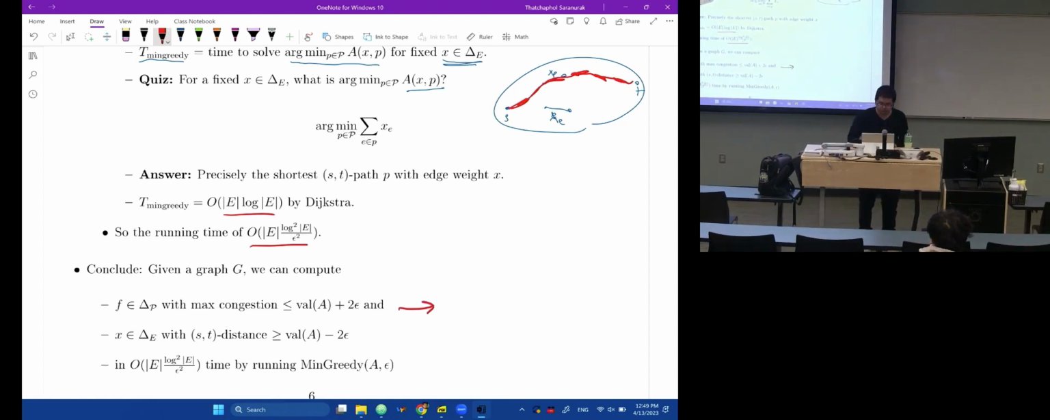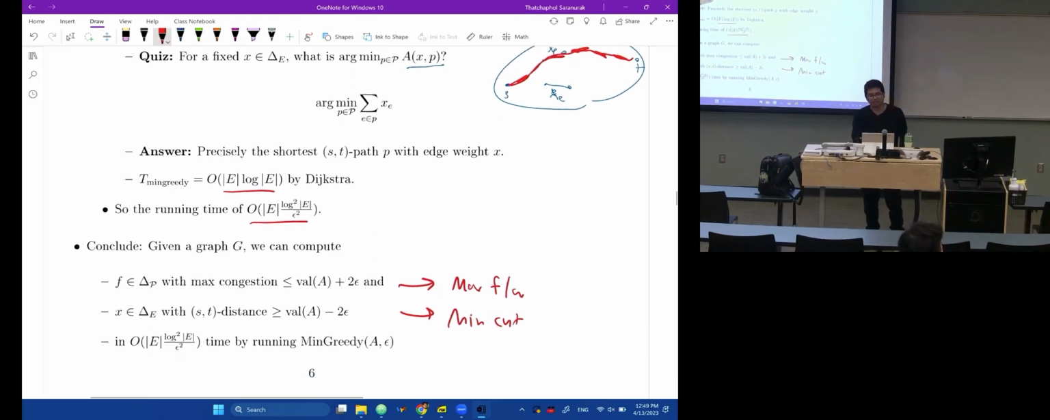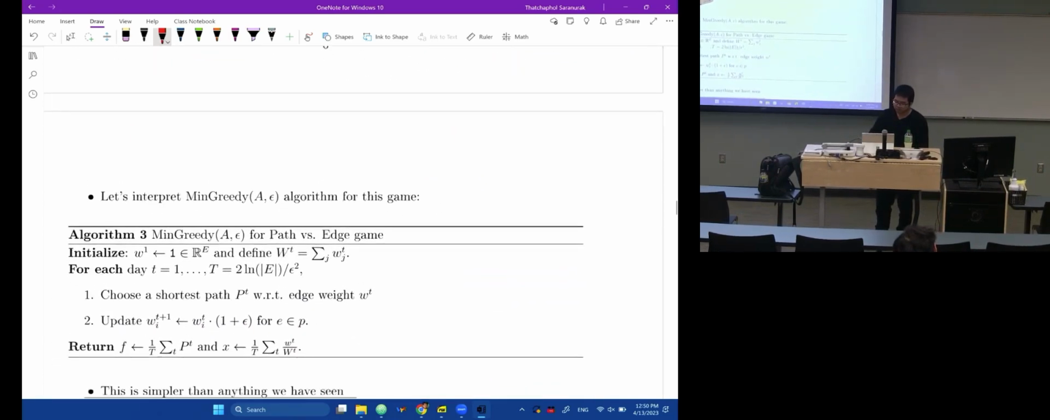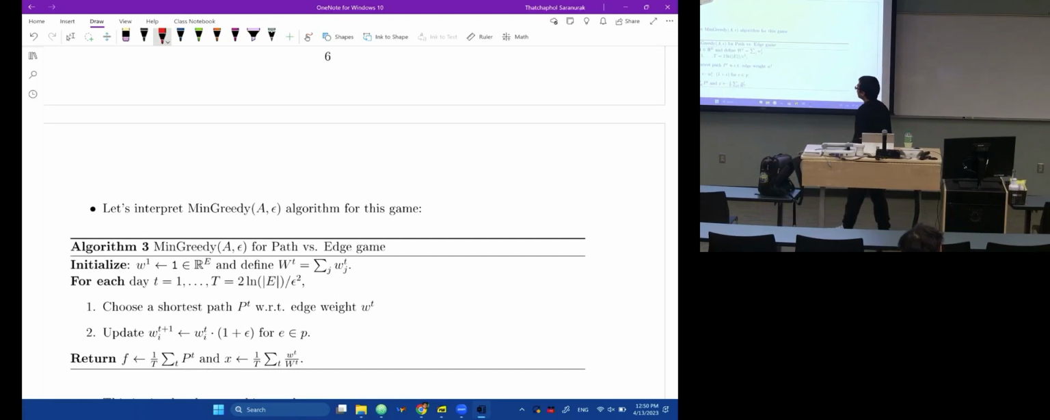This problem corresponds to max flow. This problem corresponds to min cut. Time is linear. Now, let's interpret what's going on a bit. When you use min greedy on this game, with the game A between paths and edges, let me write down what is going on under the hood. Just write it down for this game.